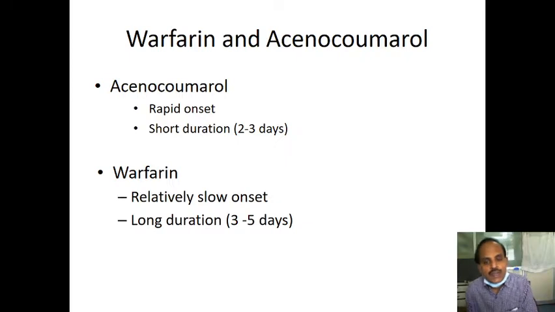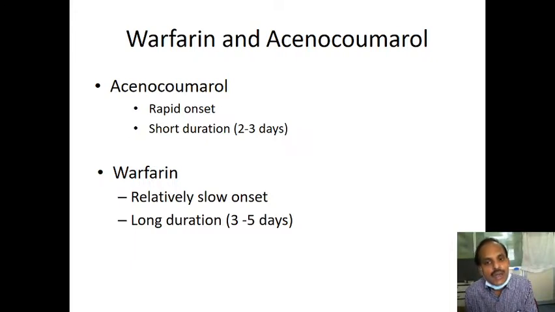Now warfarin and acenocoumarol. We saw warfarin has certain limitations. What were the limitations? The vitamin K oxidoreductase may have different affinity, CYP3A4 interactions are there, CYP1A2 interactions are there, 2C9 interactions are there, and another thing is warfarin has a relatively slow onset of action. When you take warfarin, it takes at least 2 to 4 hours for the initial effect to be seen, whereas acenocoumarol's effects may be seen in 1 to 2 hours. Another thing is warfarin has a long duration of action, 3 to 5 days, whereas acenocoumarol has a short duration of action, 2 to 3 days.